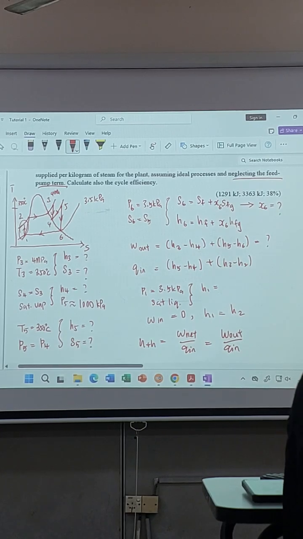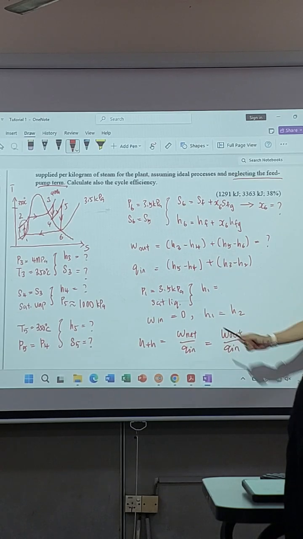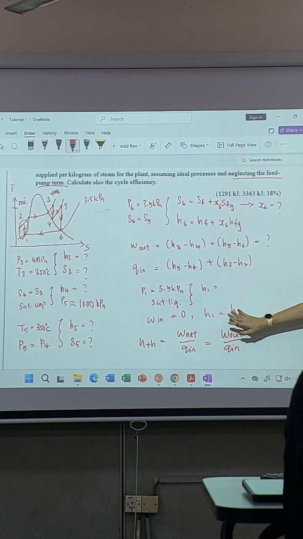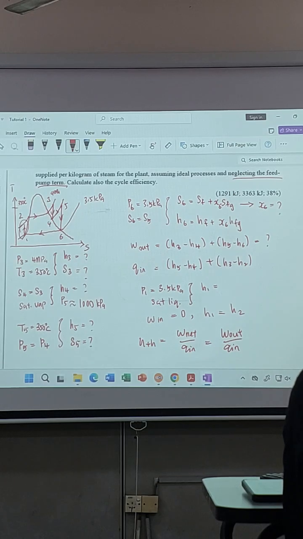Now, why can we do this? Of course, the main reason is because the question says so. Remember when I was teaching this, I told you one way to check whether your calculation of pump work is correct. I keep stressing that pump work is usually a very small value. Normally it's not as much as 20 kilojoules per kilogram, sometimes 12 or even less. So that value is actually very small.